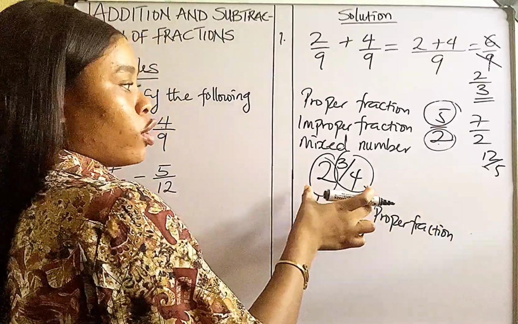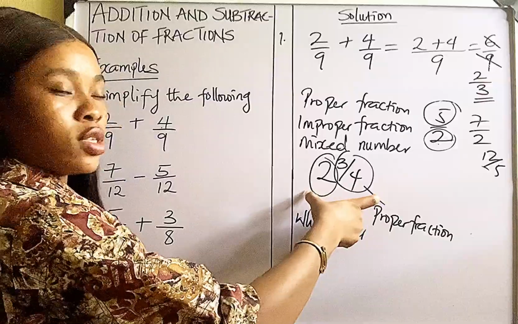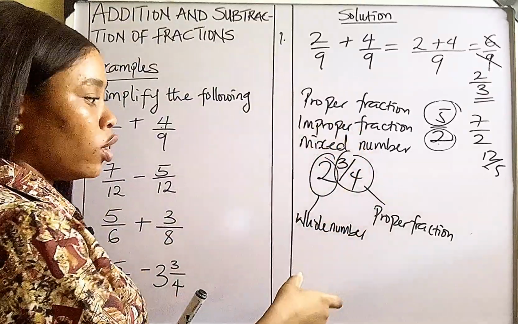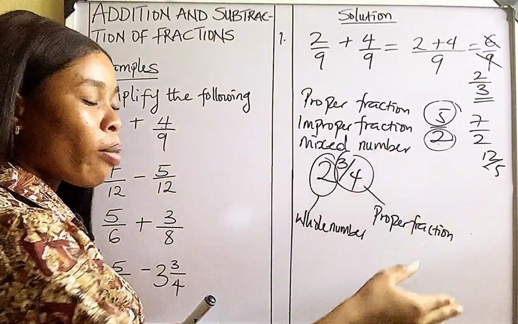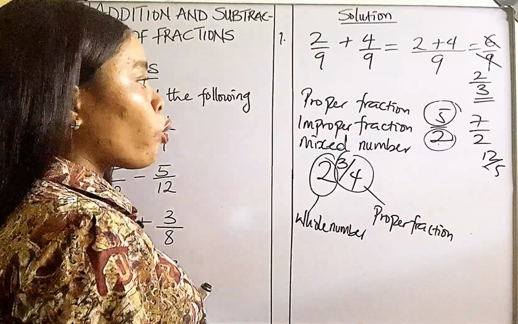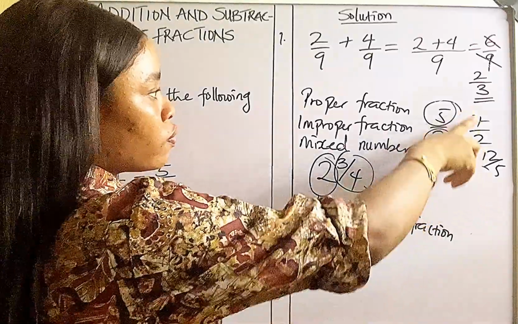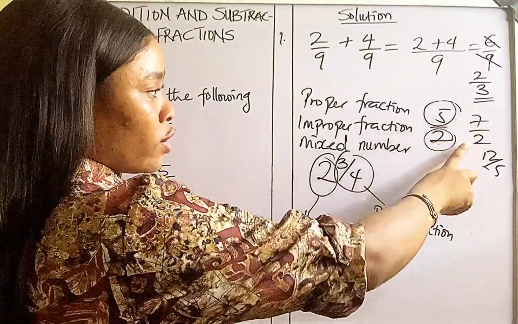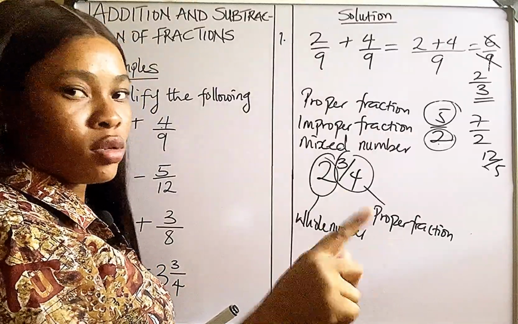So the combination of these two gives a mixed fraction or a mixed number. A mixed number consists of a whole number and a proper fraction, not an improper fraction. So that means whenever our answer is in this form, let's say 7/2, 7/2 is an improper fraction. It is not proper to leave your answer like that.